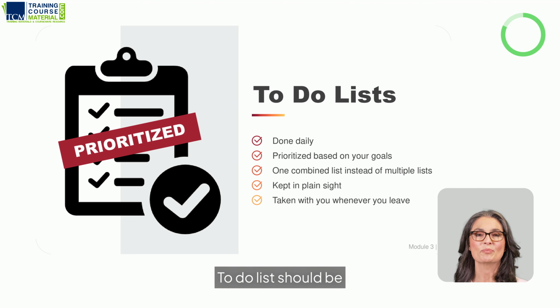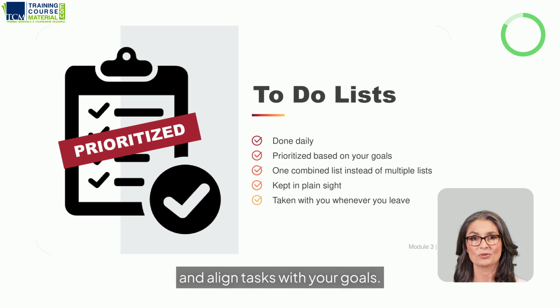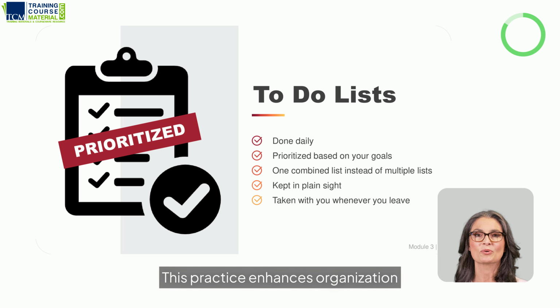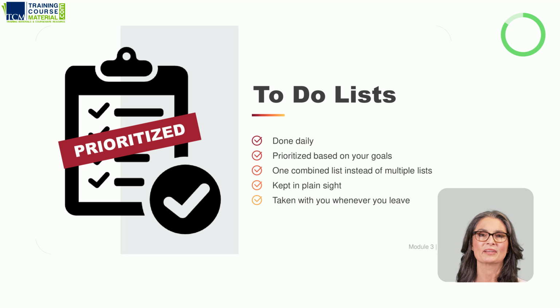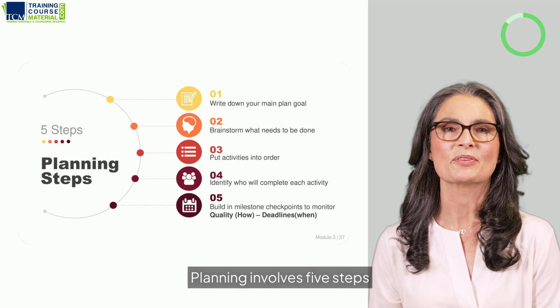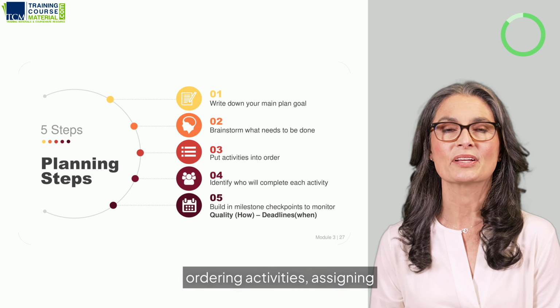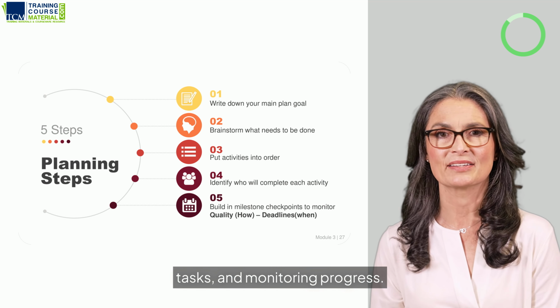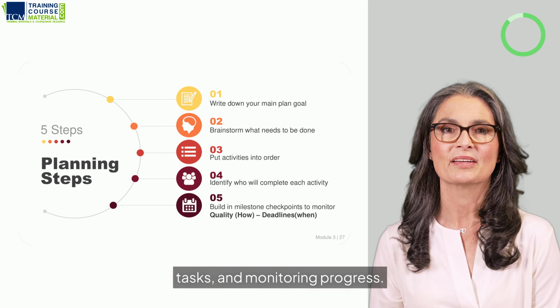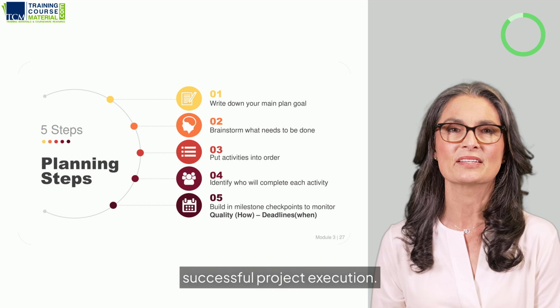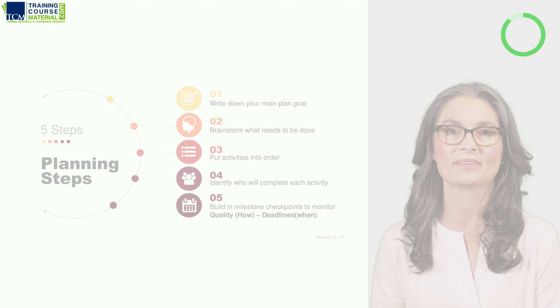To-do lists should be prioritized and visible. Keep a single list, update it daily, and align tasks with your goals. This practice enhances organization and task management. Planning involves 5 steps: setting goals, brainstorming, ordering activities, assigning tasks, and monitoring progress. Effective planning ensures successful project execution.